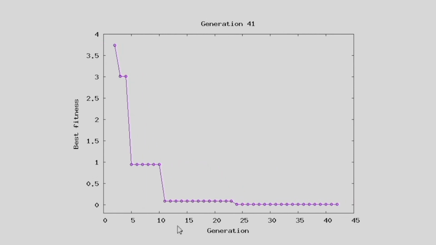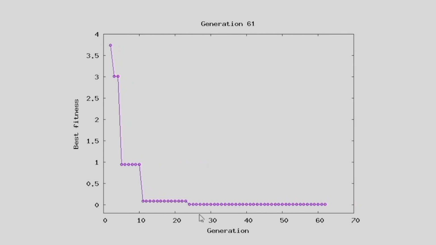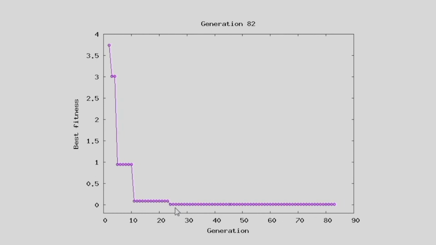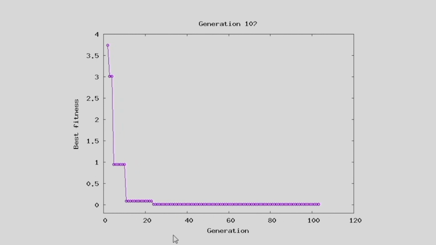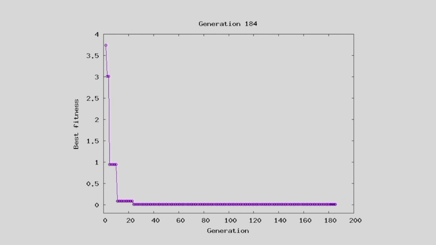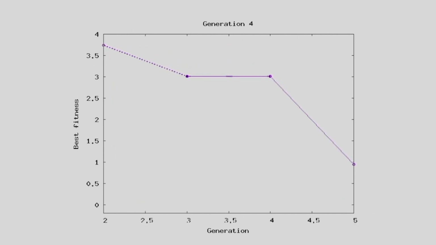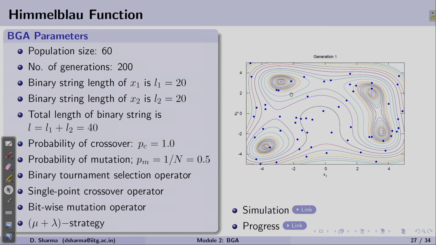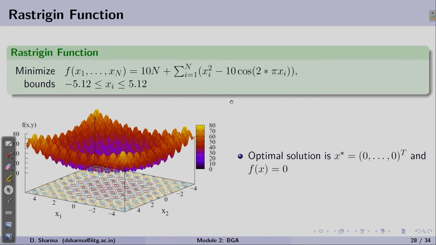Now there is a drastic improvement, and close to 25 generations we have reached the optimum solution, and then since we have reached it, there is no improvement. So it can be seen that even though it was a multimodal problem, the binary coded GA was able to solve this problem quickly and generated the optimum solution in very few generations.